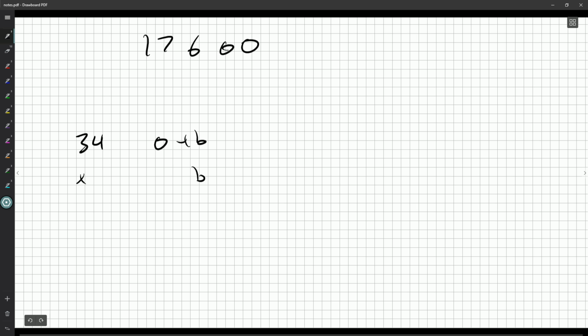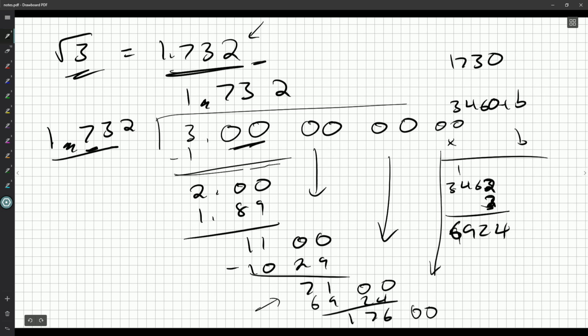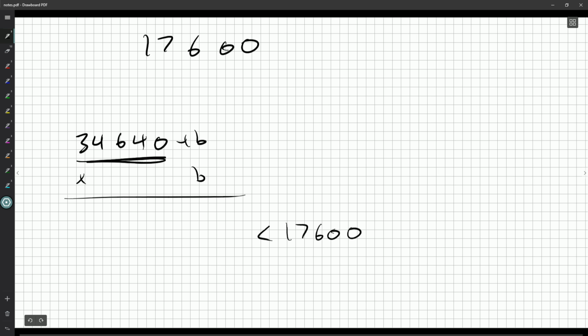That'd be 64. So I need that to be less than 17600. But this is already too big, so the b is going to have to be 0. That'll be my next digit. And so then we come down again. We'll add another 0 here. So eventually these 2 zeros being added on will outpace these zeros. But we can ask the same question.